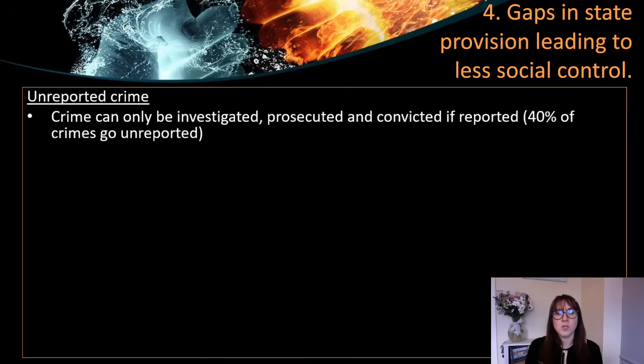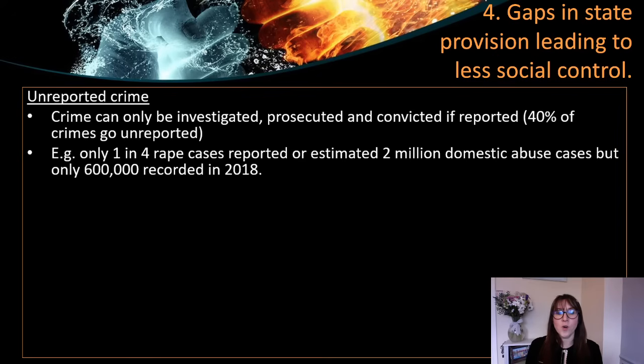Unreported crimes. Crimes can only be investigated, prosecuted and convicted if reported, so 40% of crimes go unreported. We also know about the dark figure of crime as well. Only 1 in 4 rape cases are reported, or an estimated 2 million domestic abuse cases, but only 600,000 recorded in 2018. So people aren't reporting them. And again, this is the vicious cycle, is people aren't reporting them because they believe they won't be taken seriously, because sometimes they're not taken seriously, so then people don't want to report them.